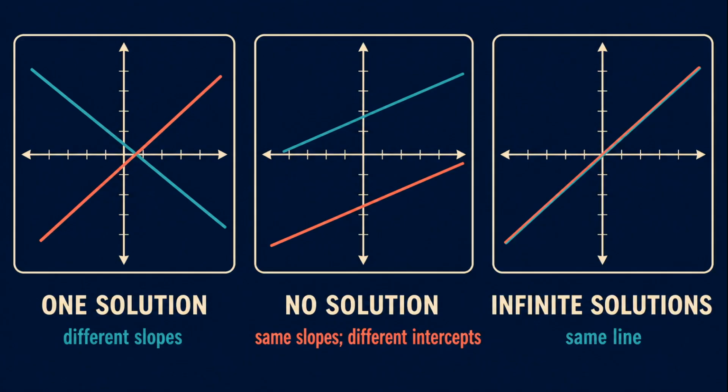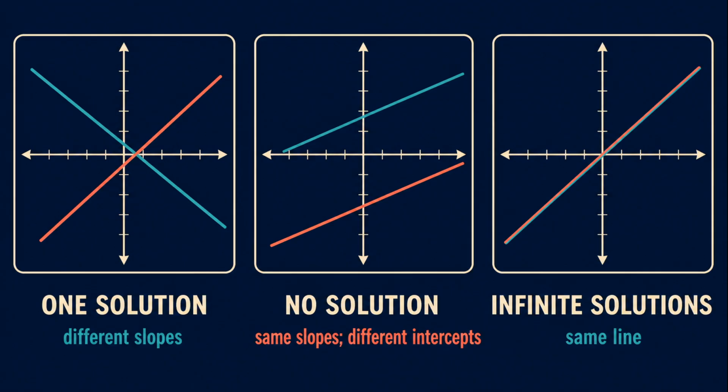Here is the complete map. If the slopes are different, the lines cross once. One solution. If the x and y coefficients scale together but the constants do not, the lines are parallel and distinct. No solution. If the x, y, and constant terms all scale by the same factor, the two equations are the same line. Infinitely many solutions.